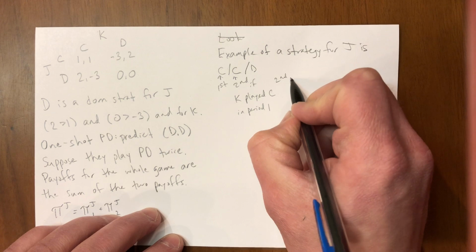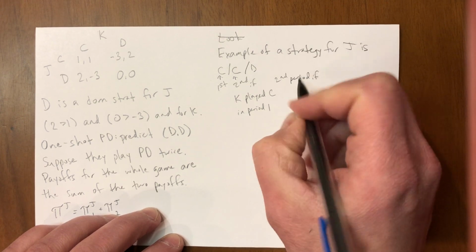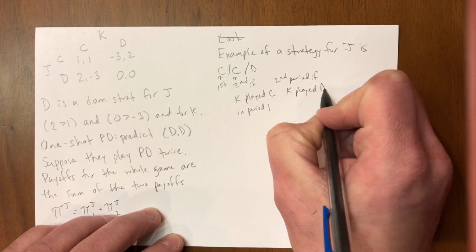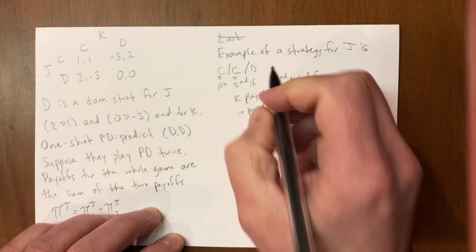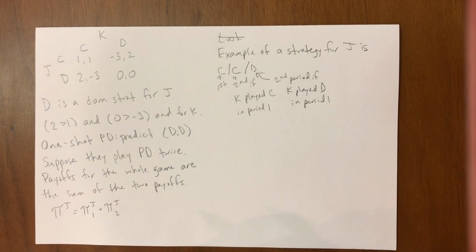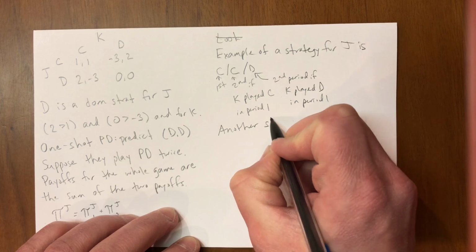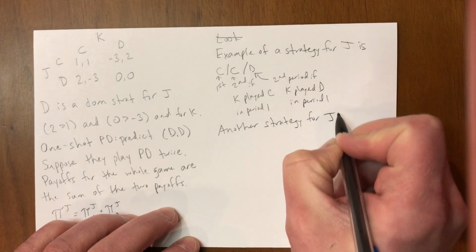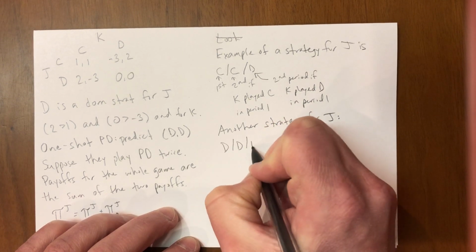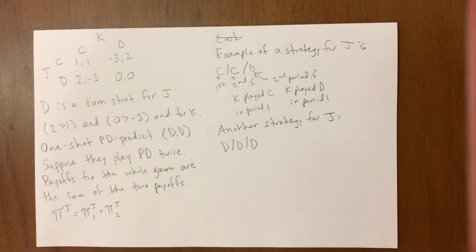So this is the second period, if K played D in period 1. So this is just an example of a strategy for J. So the point is we need to specify fully what J is going to do. And remember that may depend on what K did. So here's another strategy for J: just defect, defect, defect, defect. So this would just mean J's going to play D no matter what. J will always play D.